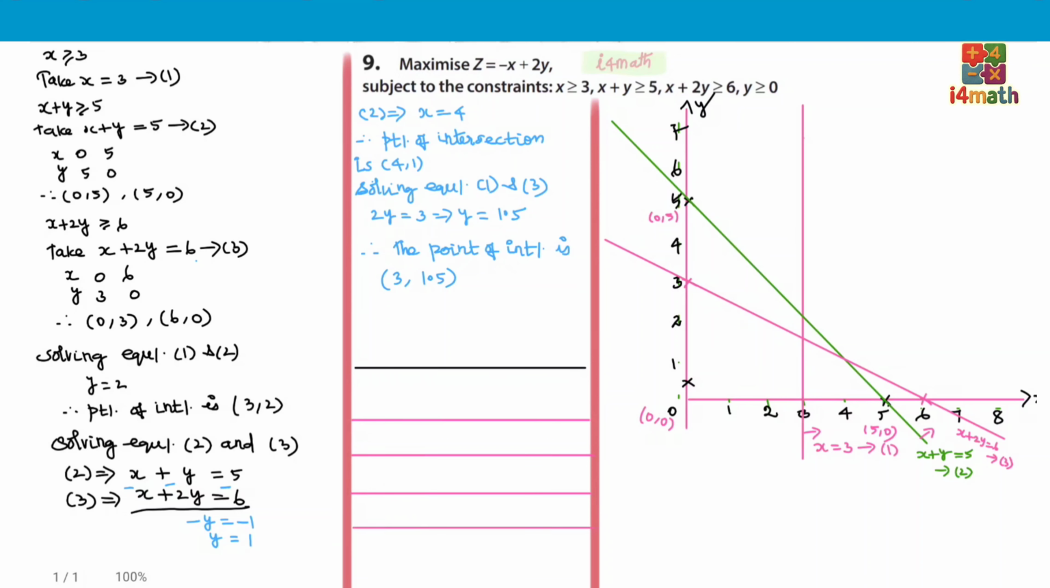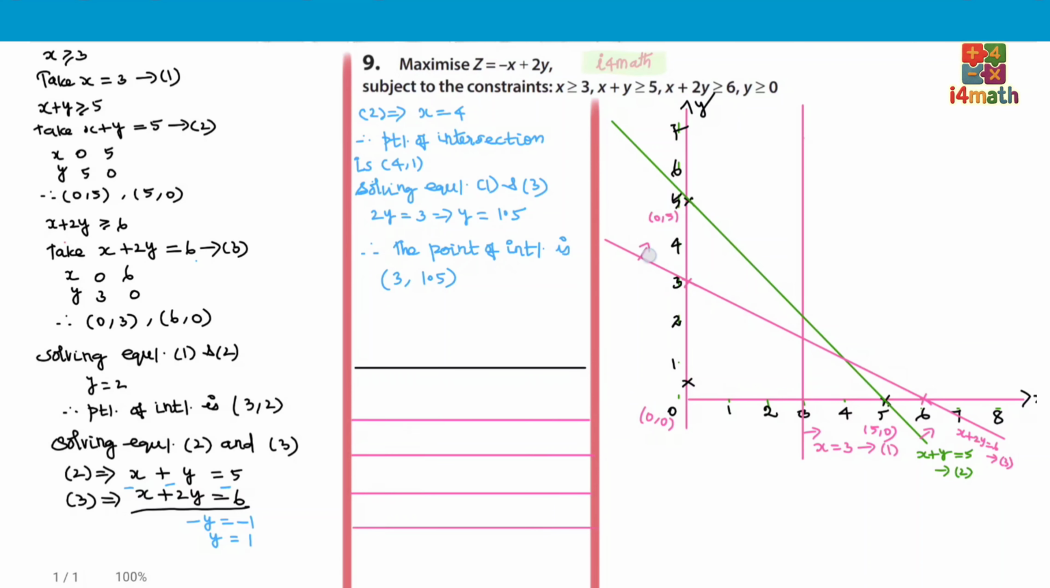Next, the last line, x plus 2y equal to 6. We consider this line which splits the entire plane into 2 half planes. Let us decide which one is the feasible region for x plus 2y greater than or equal to 6. Take a sample point, say 0, 0, which is not on the line. Substitute x equal to 0 and y equal to 0. So 0 plus 0 is 0, and 0 greater than or equal to 6 is not true. So the half plane which does not contain the origin will be the solution.